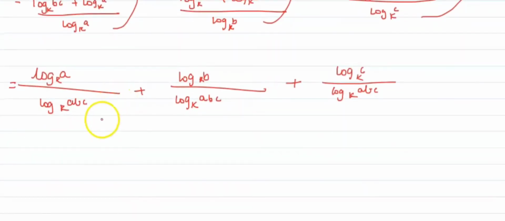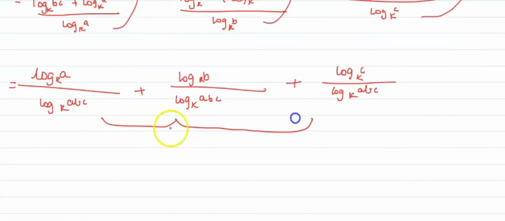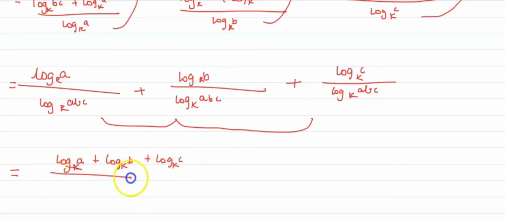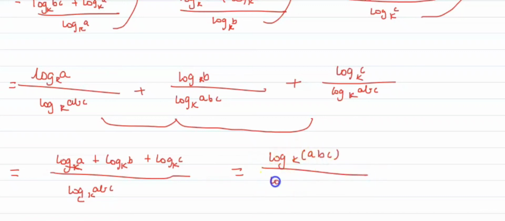Now here all the denominators are same. You can just add the numbers in the numerator. That is log a to the base k plus log b to the base k plus log c to the base k, by log abc to the base k. So addition of logarithms, you can write it as product of the numbers, that is log abc to the base k by log abc to the base k. So both are same, cancel, your answer is 1, which is your RHS.